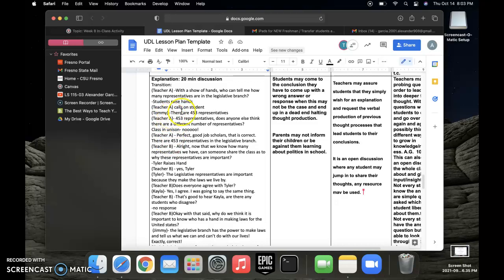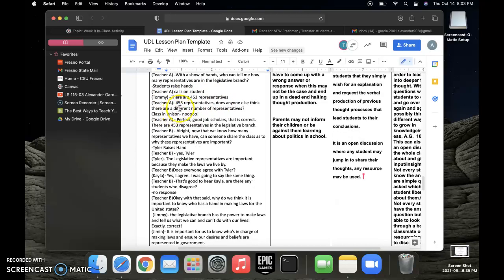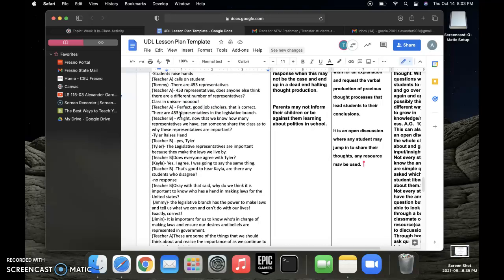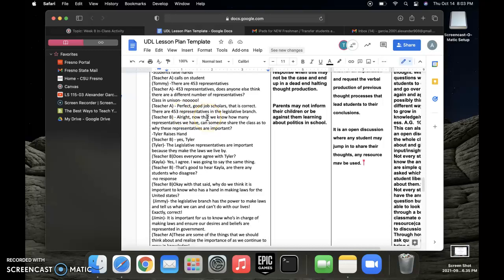Student happened to be named Tommy. He replies, there are 453 representatives. Teacher A replies, 453 representatives. Does anyone else think there's a different number of representatives? And then the class responds, no. This also only takes a couple seconds, maybe 5 or 8 seconds. Teacher A says, perfect. Good job, scholars. That is correct. There are 453 representatives in the legislative branch.